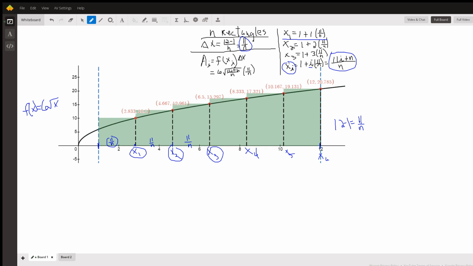So the area of the ith rectangle is f of x sub i times delta x. So we have to put each x sub i into the function, which was 6 radical x. So there is x sub i plugged into the function, so that's the height of each rectangle, times the width. And that's a formula for the area of a particular rectangle, the ith rectangle. Now, what do we have to do to add up those areas? Well, we have to use summation notation.